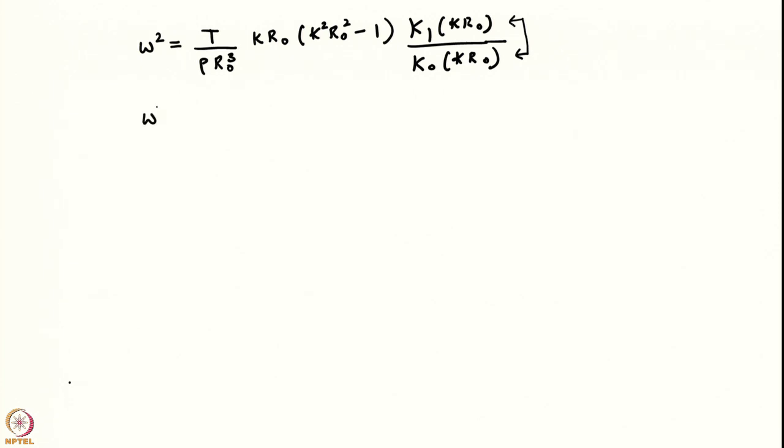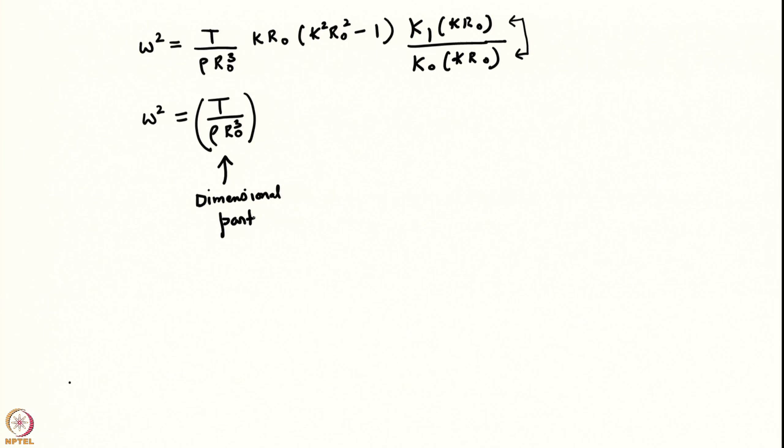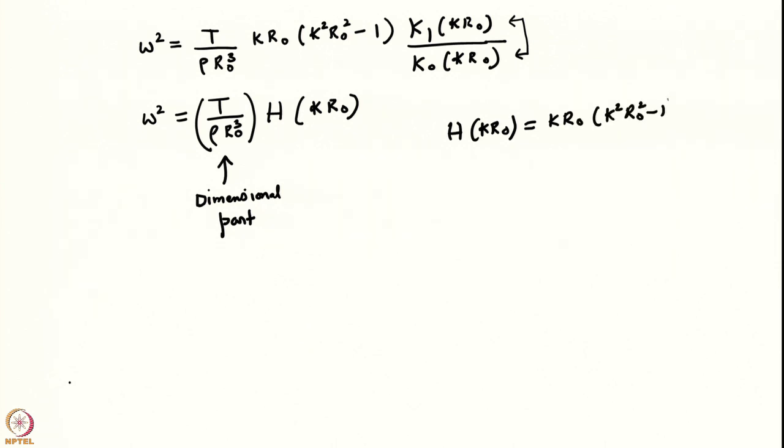So this is the only difference, the rest of it remains the same. You can see that this also has the same structure as before. So this is the part which has the dimensions of frequency squared, the dimensional part, and the rest of it is non-dimensional. So I can once again write it as some capital H, some function of small k r 0, and capital H of small k r 0 is defined as a non-dimensional function, K 1 of k r 0 by K naught of k r 0.